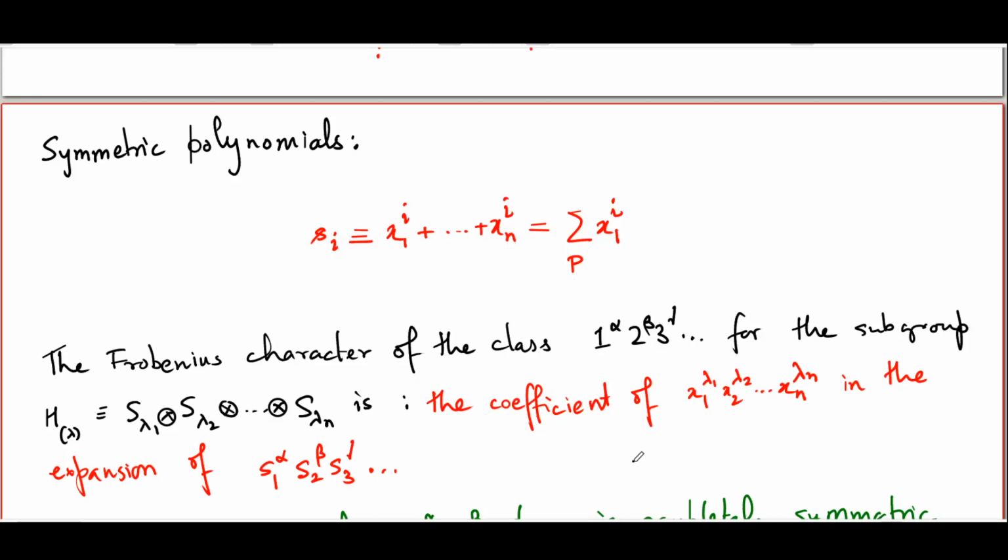The important point is, if you want to write down s1 to the alpha, s2 to the beta, s3 to the gamma, and so on, and expand it completely out, you are going to get not only x1 to the lambda 1, x2 to the lambda 2 up to xn to the lambda n with a particular coefficient, but all distinct terms that you get by permuting the symbols x1, x2 up to xn are also going to be there with exactly the same coefficient. That is, after all, a consequence of the permutation symmetry that this particular result has. Permuting the indices will not change the expression.